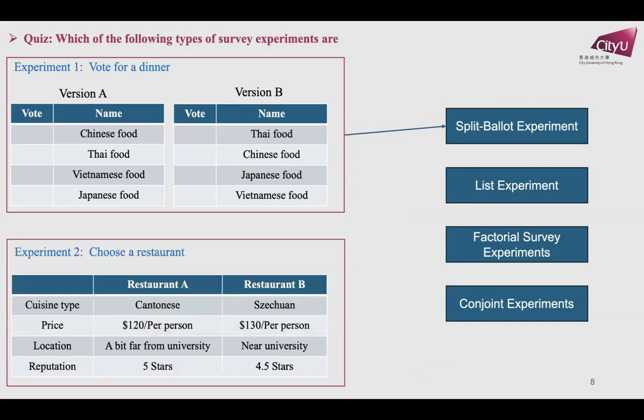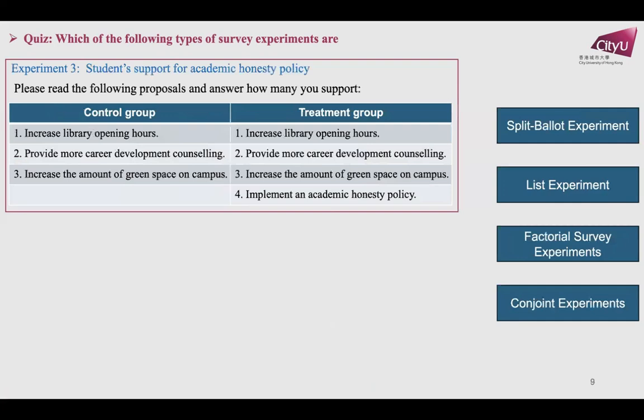And for the second one, now they want to know how the different attributes of the restaurant may affect citizens' choices. So for restaurant A and restaurant B, there are four attributes: the cuisine type, the price, the location, and the reputation. The respondents are asked to choose their preferred restaurant. So this is a conjoint experiment.